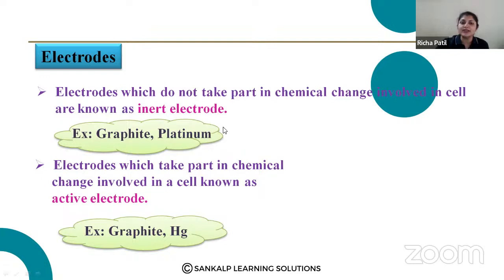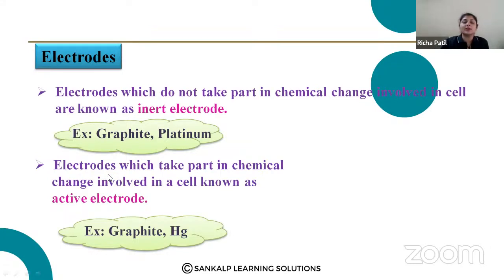There are two examples, graphite and platinum. So mainly when you are studying about the cells, the electrode which is used will be platinum. Platinum electrode is used because this is an inert electrode. When it is used in any chemical cell, it does not participate in the chemical change.